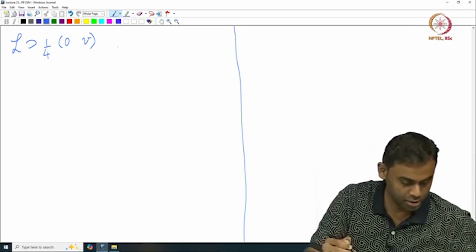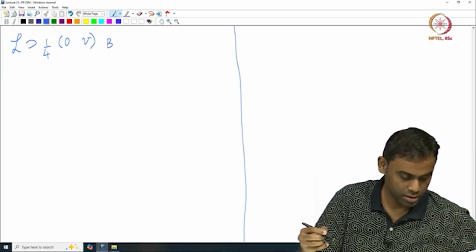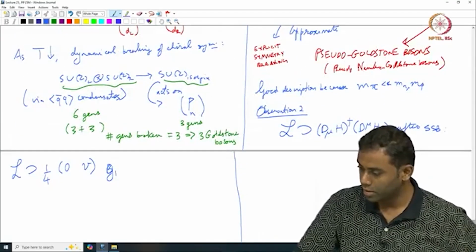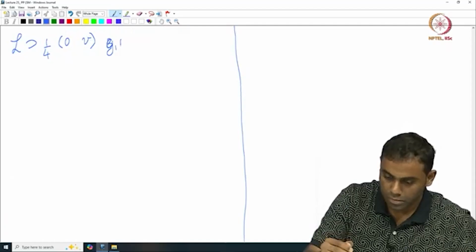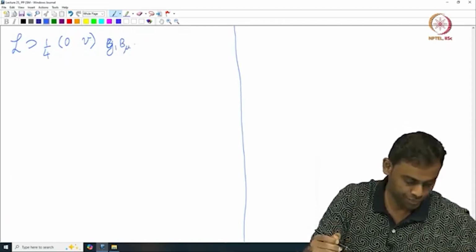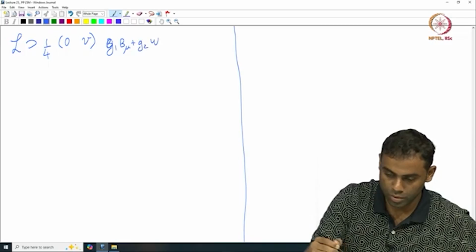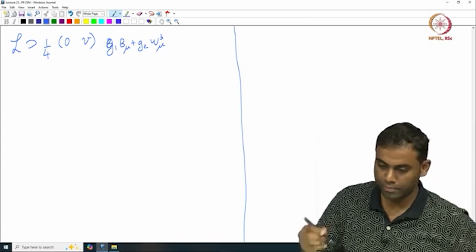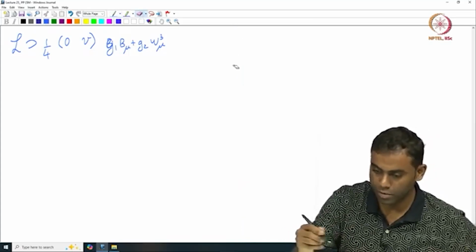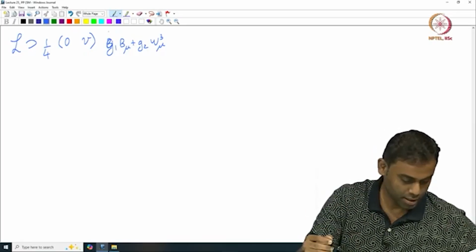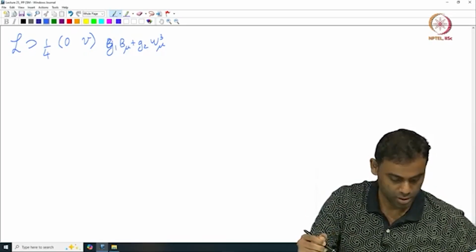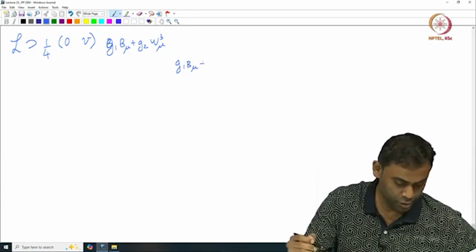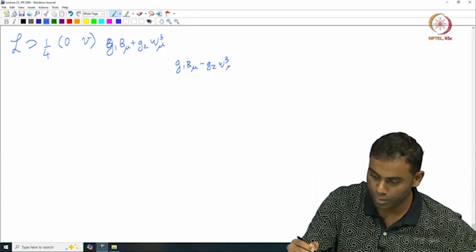Then I am going to hit this with the rest of the covariant derivative, which contains G1 B mu plus G2 W3 mu. So let me get rid of this, and that's the 1 comma 1. Let me write the other diagonal element, G1 B mu minus G2 W3 mu.